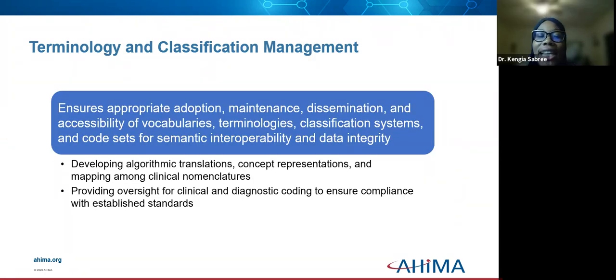So, terminology and classification management. We'll talk a lot about terminology in some of the later chapters, but terminology and classification management ensures the appropriate adoption, maintenance, dissemination, and accessibility of the vocabularies, terminologies, classifications, and code sets for systemic interoperability and data integrity. I know when I covered chapter 3, I talked a little bit about SNOMED and GEMS, and these are the types of terminology and classification systems that we're referring to here.